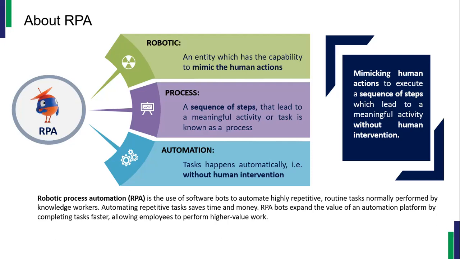Like that, anything we do on a system as a process, like simple steps, the robot will mimic, and it will deliver some automation. Automation is nothing but doing repetitive actions. Once we train the bot, it will do the automation from next time onwards. It will automate the entire process.